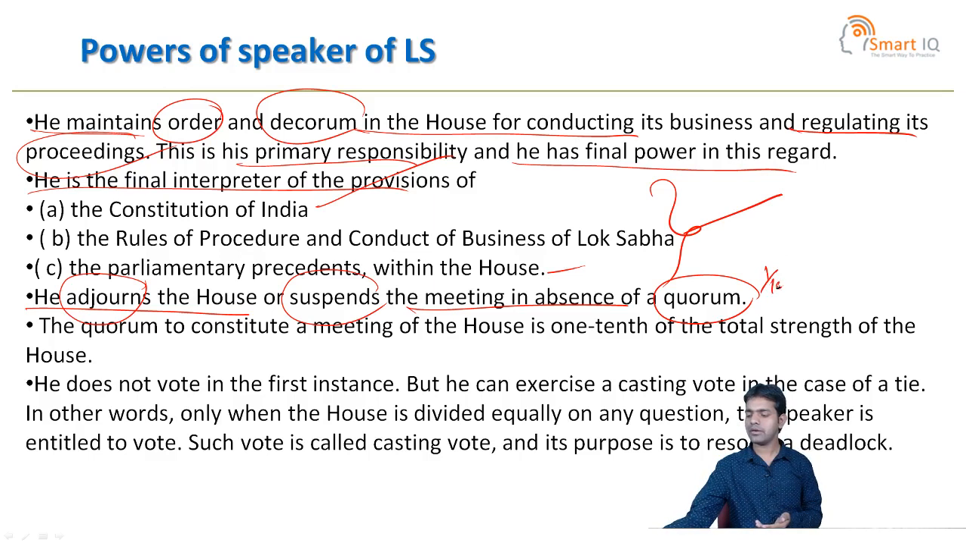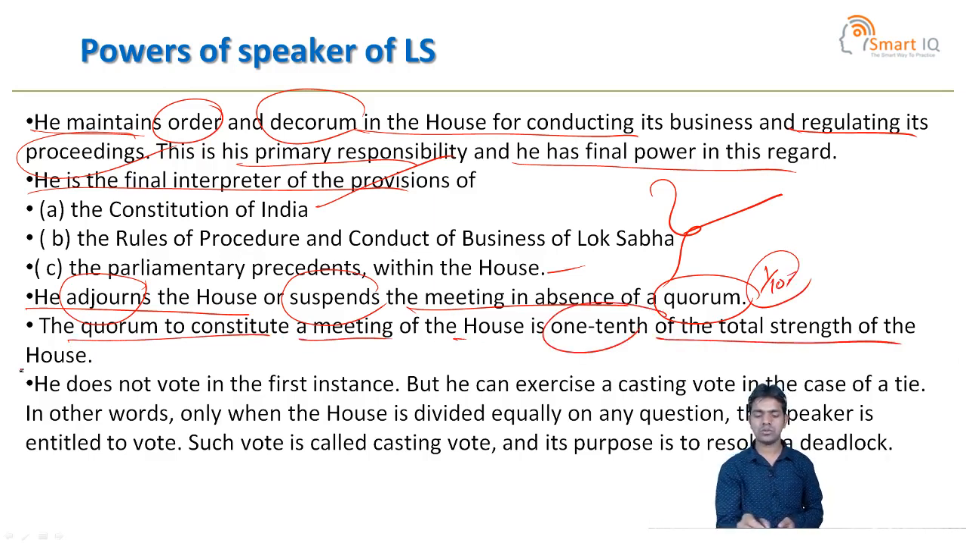He adjourns the house or suspends the meeting in the absence of the quorum, which means one-tenth, 10% of the members should be present. That is called quorum. The quorum to constitute a meeting of the house is one-tenth of the total strength of the house. Whenever the session takes place, at that time one-tenth of the members must be present in the house. Then the session will continue. Otherwise, the Speaker has the power to adjourn or suspend the meeting of the session of the Parliament or Lok Sabha.